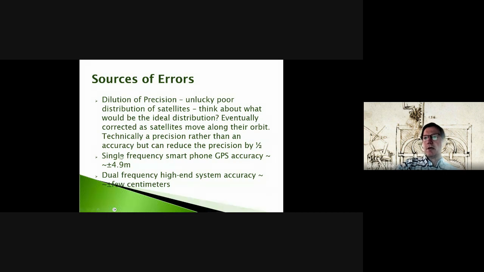What does this mean, right? So a single frequency smartphone GPS accuracy, you can get a lot of different values for this, but might be on the order of plus or minus 5 meters. That's not very good, right? It's maybe a whole lot better by a long shot than other types of navigation techniques, celestial navigation, for example, or the old LORAN. If you're a navigation hobbyist, you may have heard of that before. Dual frequency high-end systems can get us down to a few centimeters.